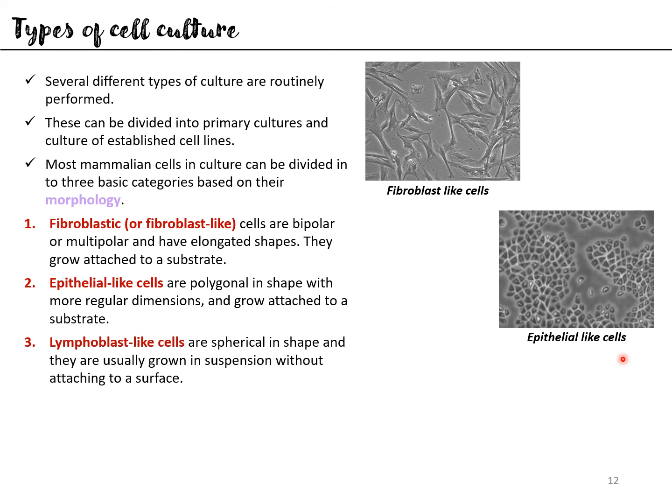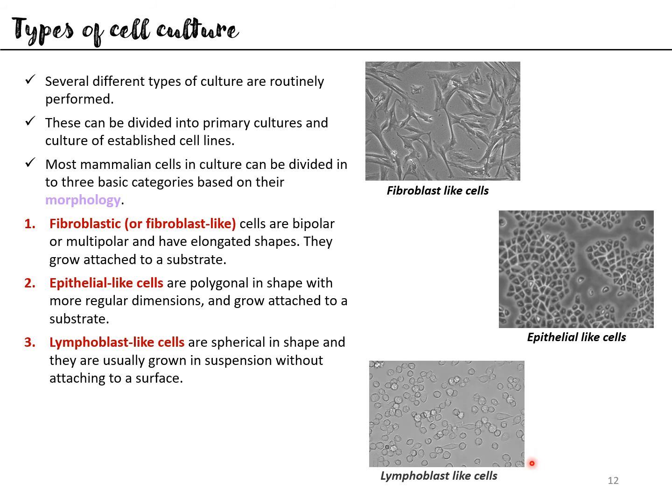nature. And finally, we have the lymphoblast-like cells or the lymphoblastic cells. These are spherical in shape and usually grown in suspension without attaching to a surface. So this is what your lymphoblast-like cells look like under the phase contrast microscope. So you see, adherent cells have a distinct characteristic shape, either spindle-like or polygonal, whereas the suspension cells are more rounded. Why? This is because the adhesion actually causes these shapes.